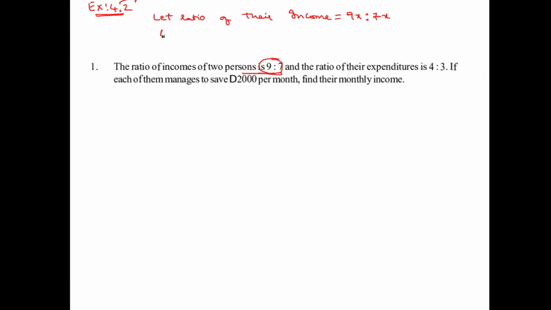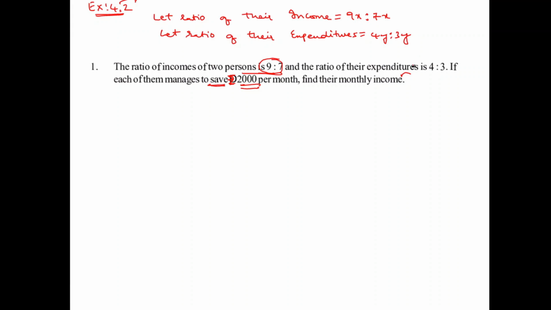Right? Similarly, let me write the ratio of the expenditure also. You are having expenditure too, right? Expenditures are 4y is to 3y. Hope it is clear to everyone why we have taken this, right? It is in rupees. Now he says that each of them manages to save rupees 2000 per month.